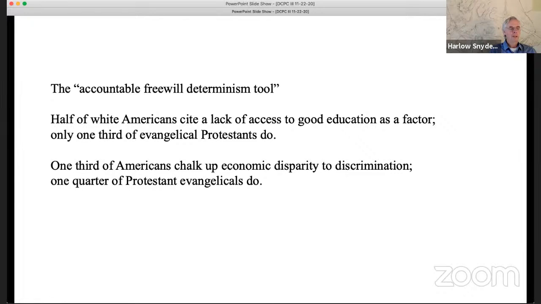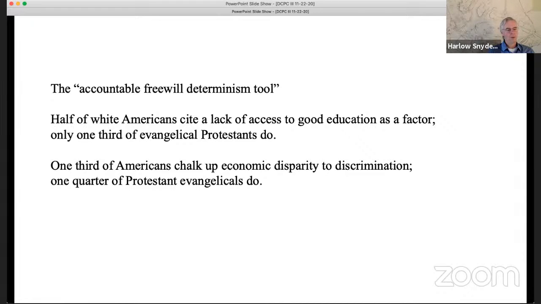So on the question of explicit, systematic social discrimination, a third of Americans chalk up economic disparity to such discrimination, whereas only a quarter of Protestant evangelicals do. So again, there's a noticeable statistical difference between white Americans generally and white Protestant evangelicals explicitly.